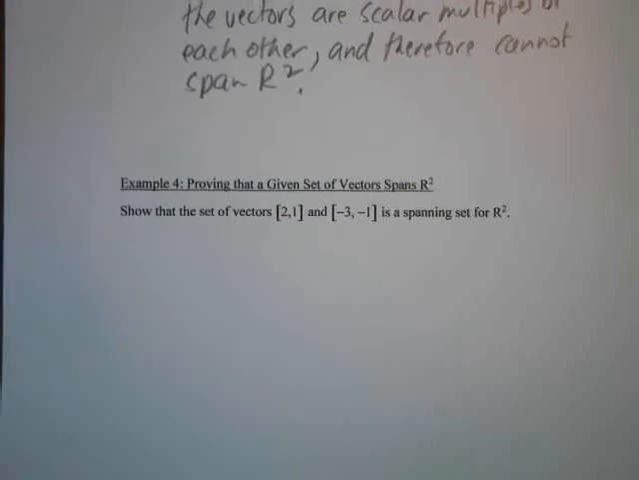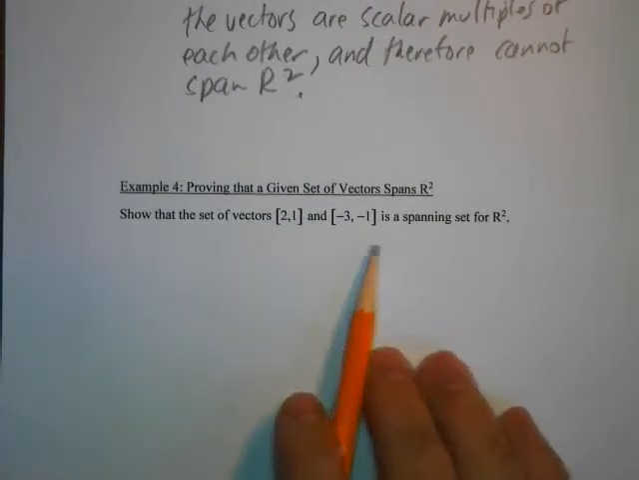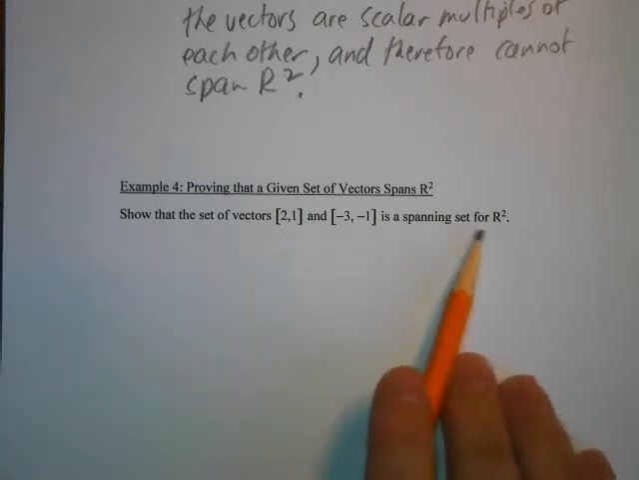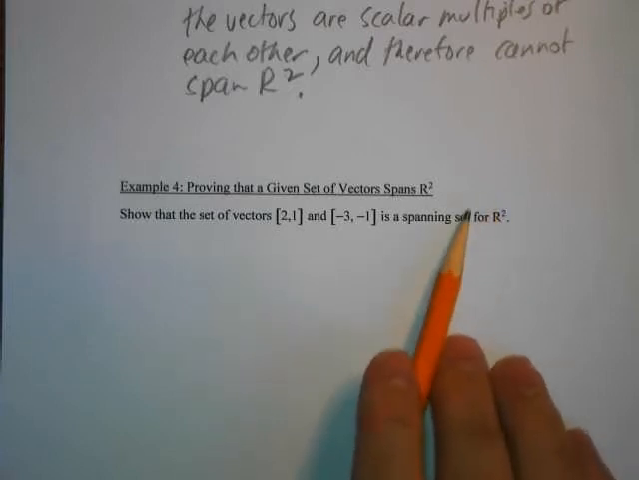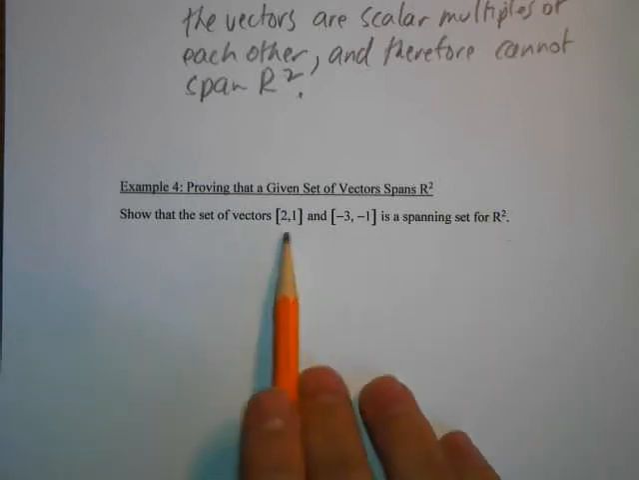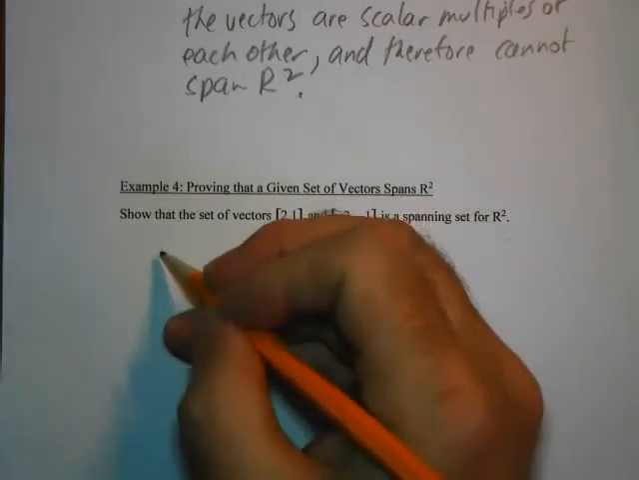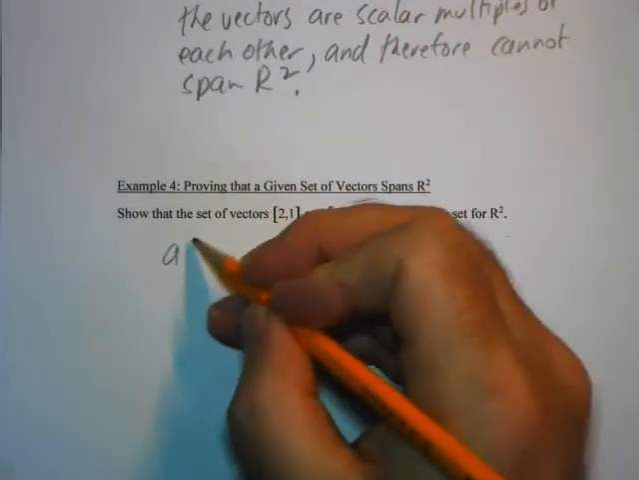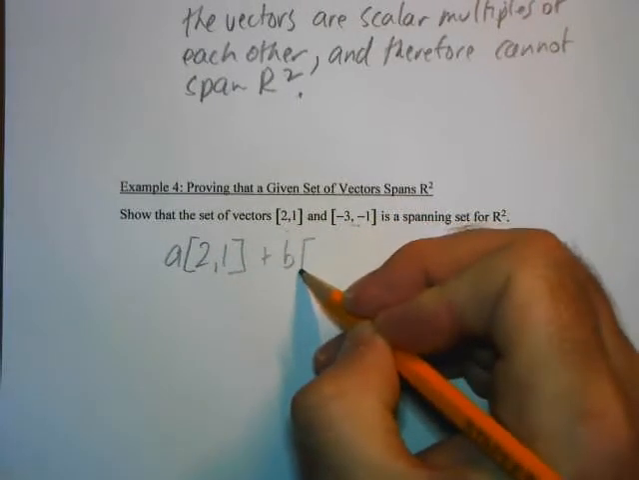Example 4. This one looks similar to the first two examples. Show that the set of vectors 2, 1 and negative 3, negative 1 is a spanning set for R2. So this is basically saying you should be able to create any vector in R2 from a linear combination of these two. So in terms of setting this up, it looks like it's the same. We start with a scalar multiple a, multiply with the first vector, plus b times the second vector.